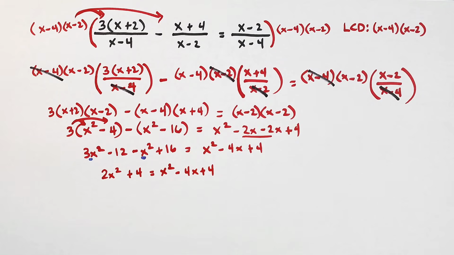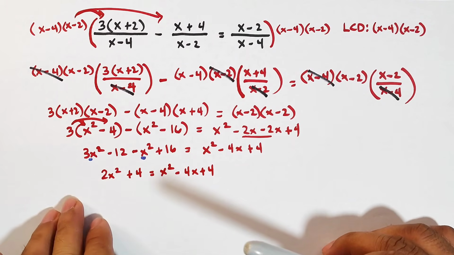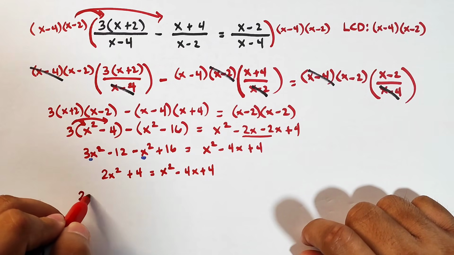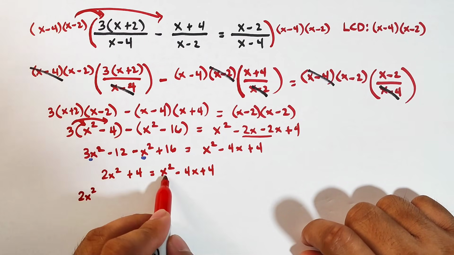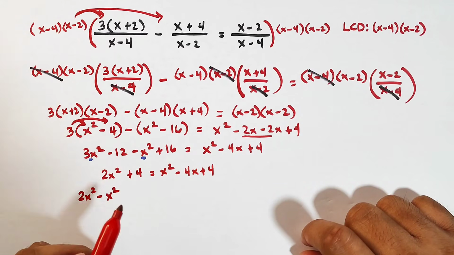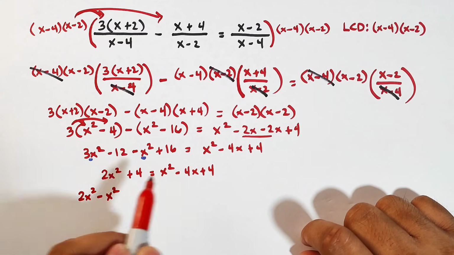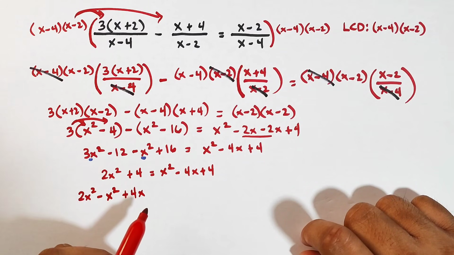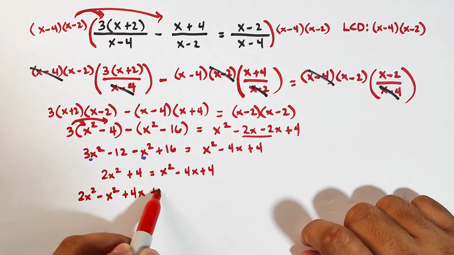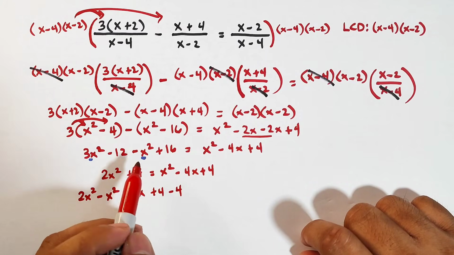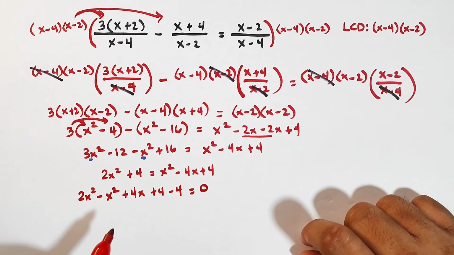convert this one in standard form. Transpose natin lahat ng terms on the other side. Originally, we have 2x squared. It will become, transpose natin to magiging minus x squared. Yung negative 4x natin, transpose natin to become plus 4x. And as for the constants, this is plus 4. And this will become minus 4. Pag transpose natin to dito, is 0.